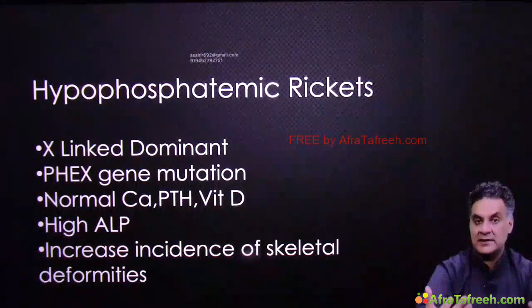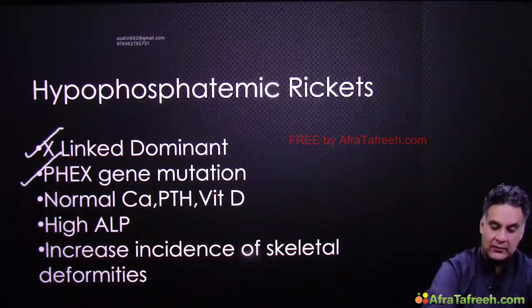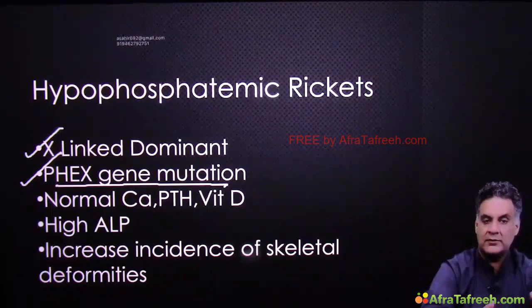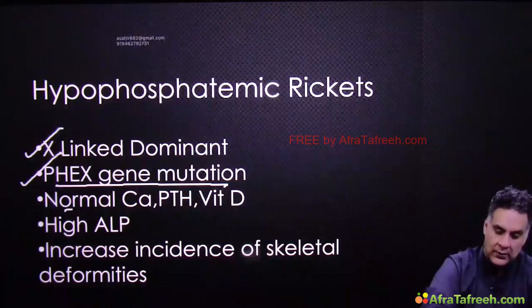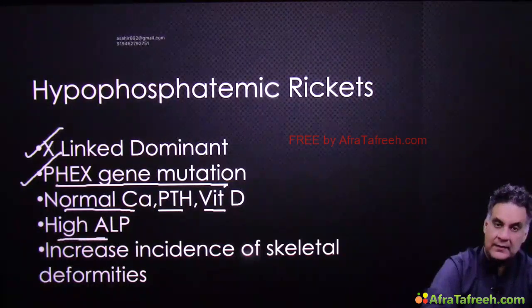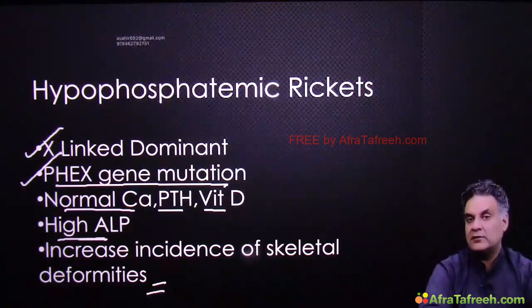Hypophosphatemic rickets is a genetic rickets, X-linked dominant. Phosphoregulatory gene mutation. Phosphaturia occurs. Normal calcium, parathormone and vitamin D, high ALP. They have more skeletal abnormalities. Phosphate losing rickets.